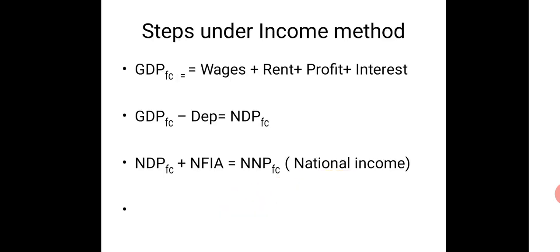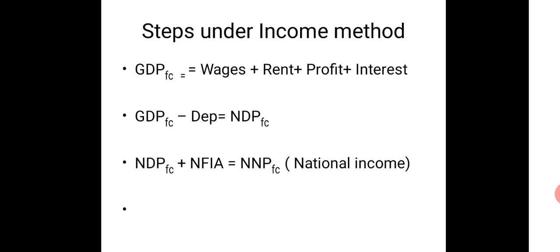Another method of calculating national income is the income method, which is considered to be a more reliable method as well. The only difference between product method and income method is that in the first step itself we start from GDP-FC. Make a note of it. We are not starting the calculation of national income under income method with GDP-MP.